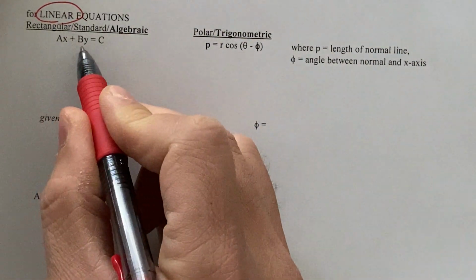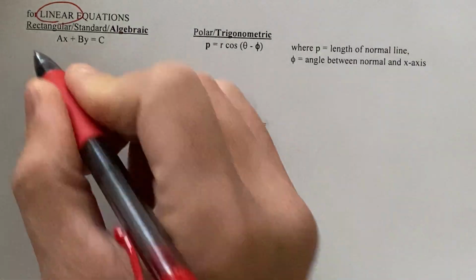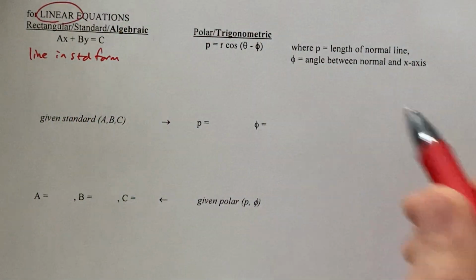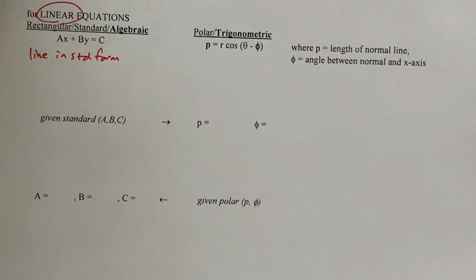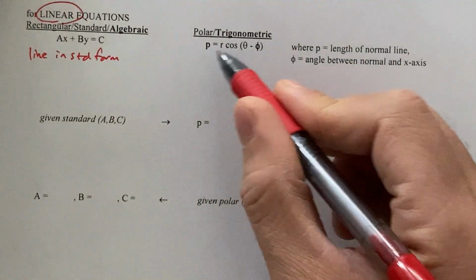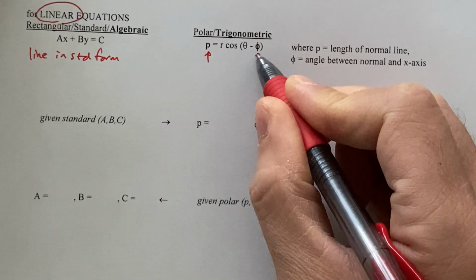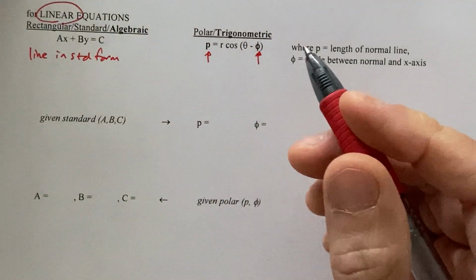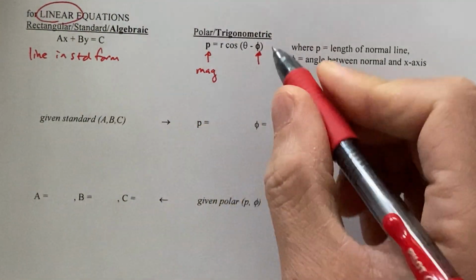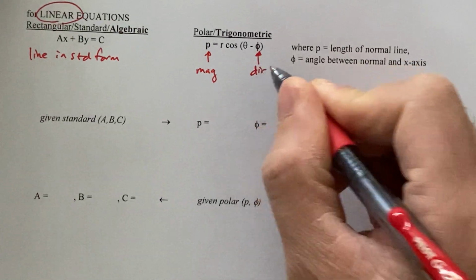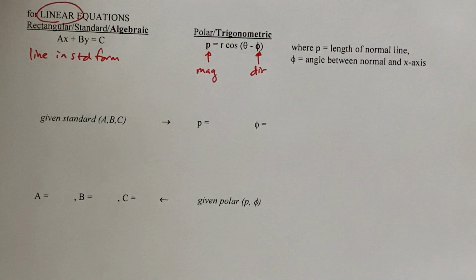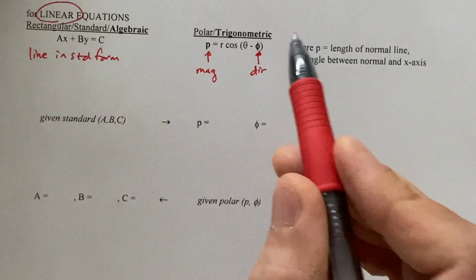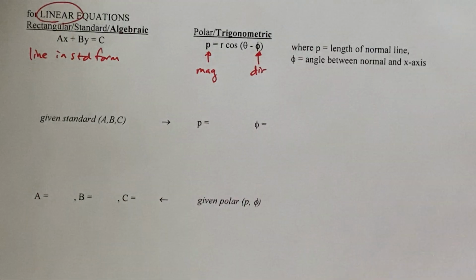So take a look at ax plus by equals c. That's a straight line back in algebra 1 in standard form. All I have to do is recognize this new format of a straight line in trig mode. So this p here and this phi here is my objective. This is what I'm trying to find. I like to think of p as the magnitude and phi as the direction, because those are things that we are familiar with. So my first objective is, if I gave you a line in algebra mode, how do I find the p and the phi in trig mode?